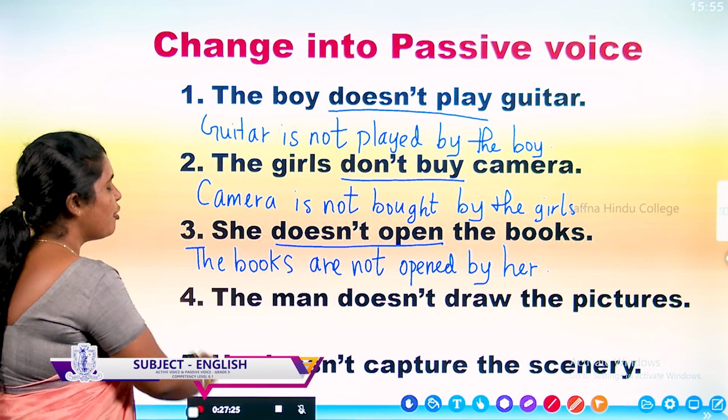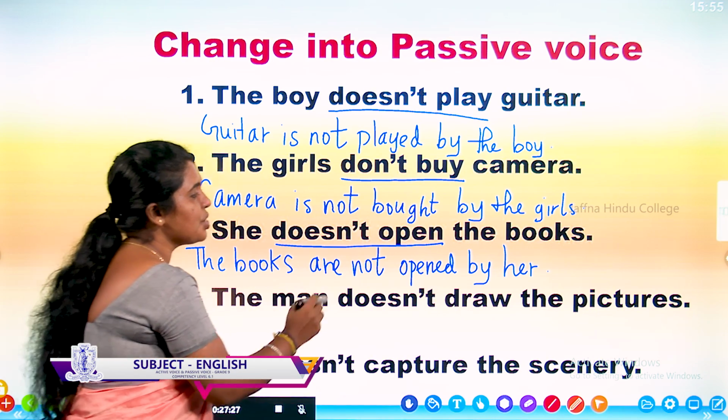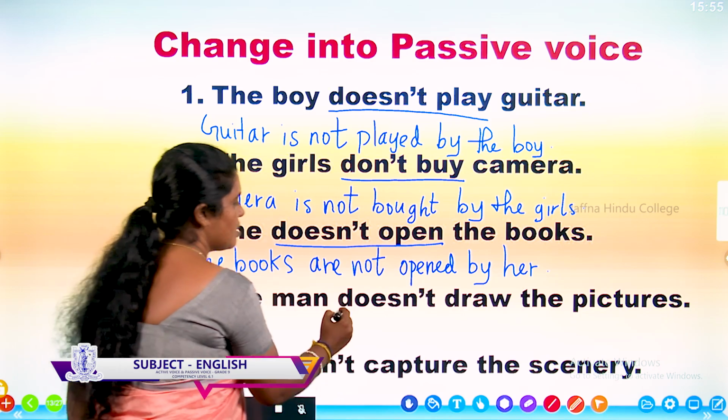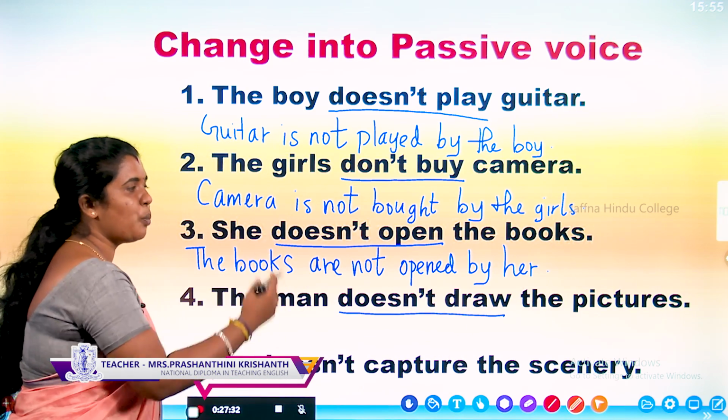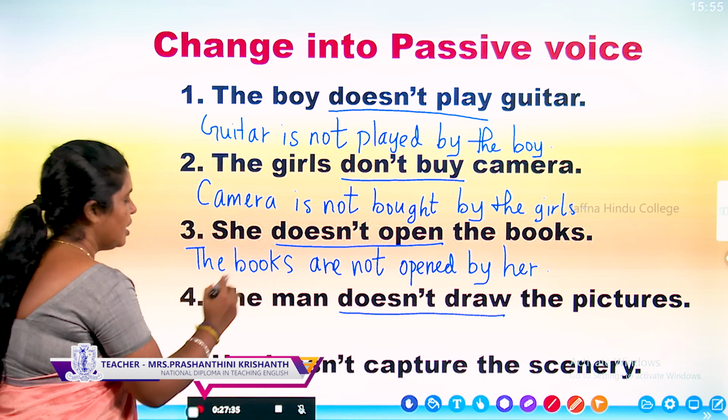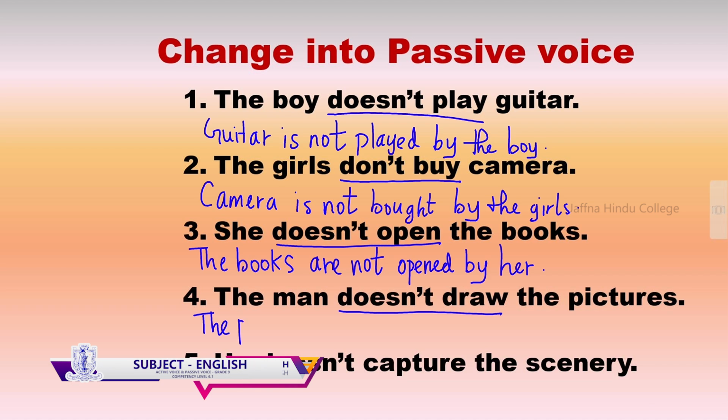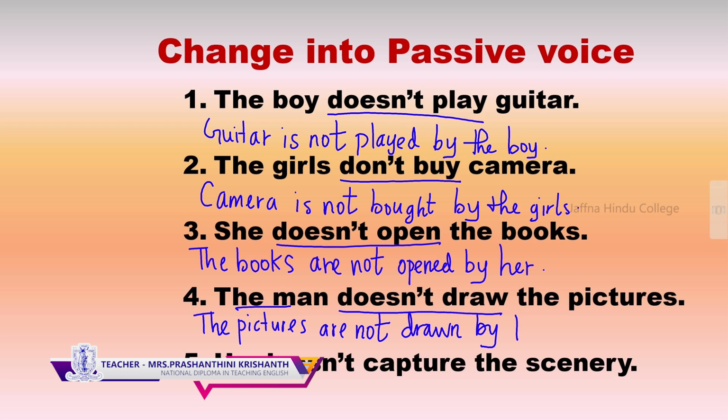Right? Number 4, the man doesn't draw the pictures. Doesn't draw the pictures. Now we are taking the object here. The object, the pictures. So this is plural. So we have to use are not. Now what is the past participle form of draw? Drawn. Right? Drawn by the doer. The doer is the man. By the man.